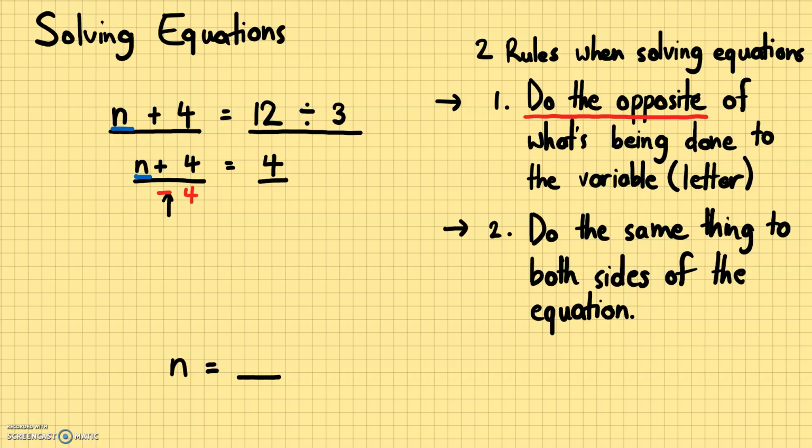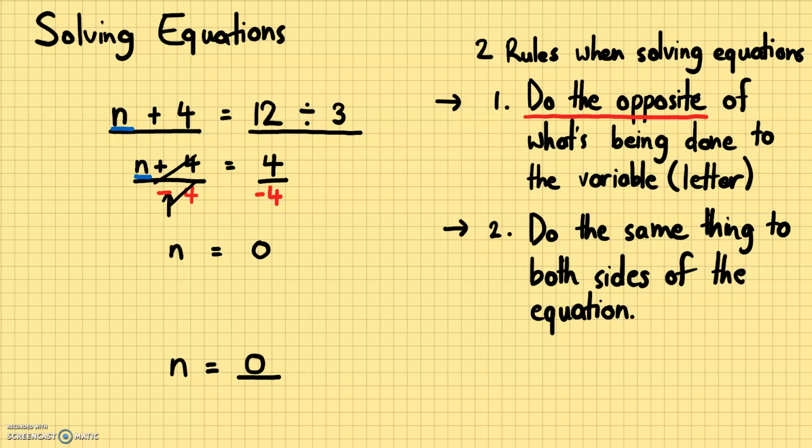But our second rule says do the same thing to both sides of the equation. So we have to do minus 4 on this side as well. On this side, the plus 4 and the minus 4 will cancel. We're just going to get n. On the other side, we get 4 minus 4. What is 4 minus 4? That is 0. So we get our answer, n equals 0.